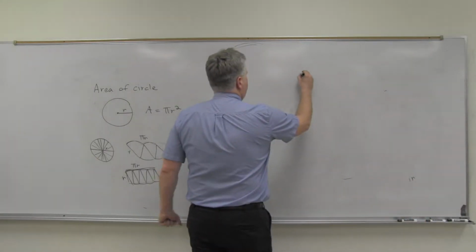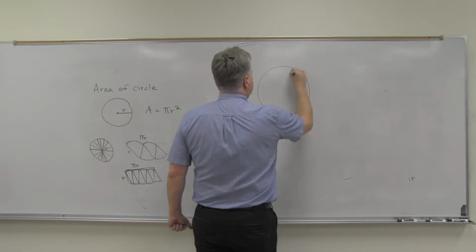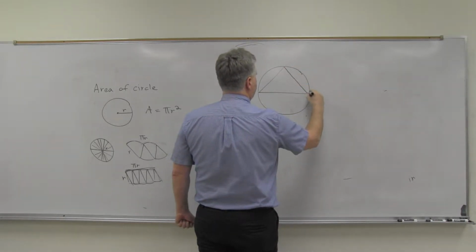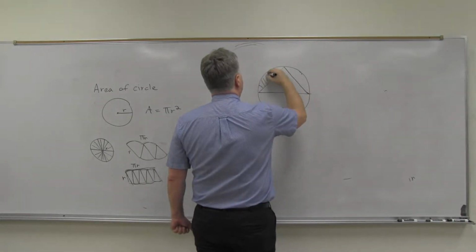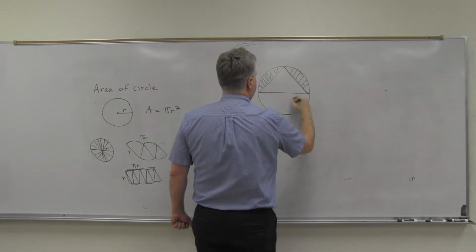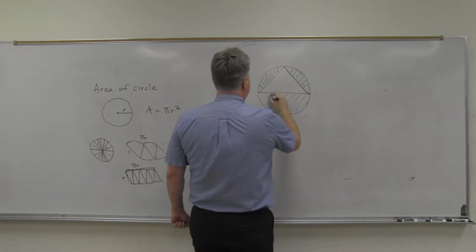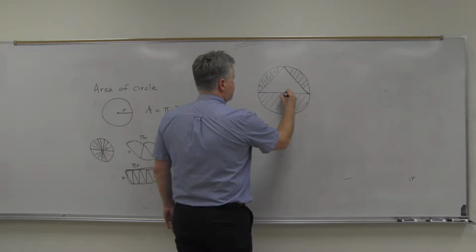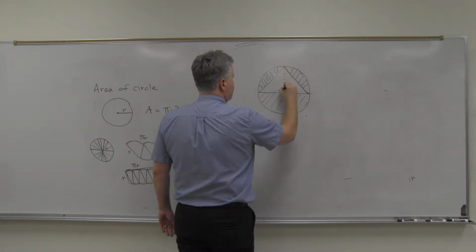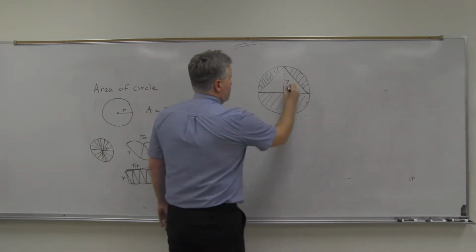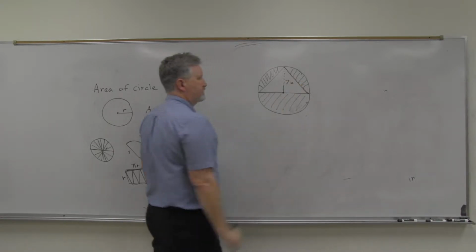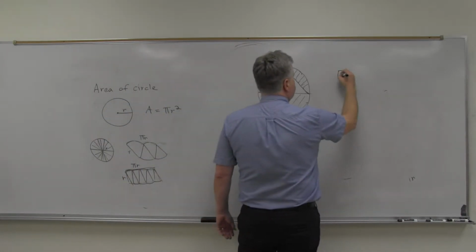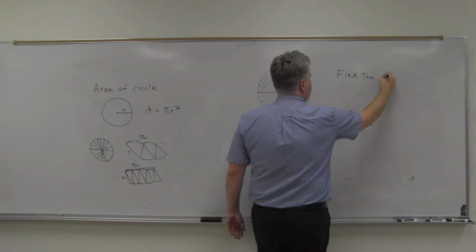All right, so let's say I've got a circle with a triangle cut out of it. And we shade everything but the triangle inside the circle. Here's what I know. Here's the center, and this right here is 7 inches long. So what they want to do here is find the shaded area.